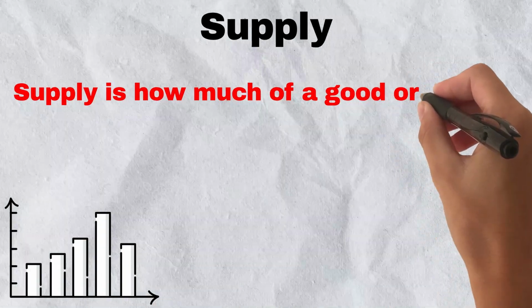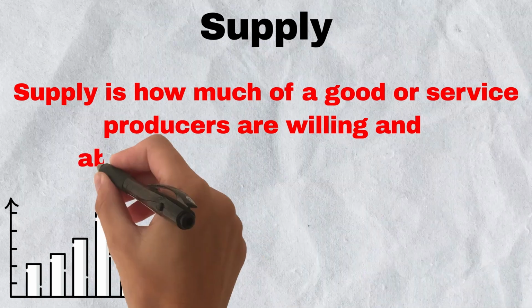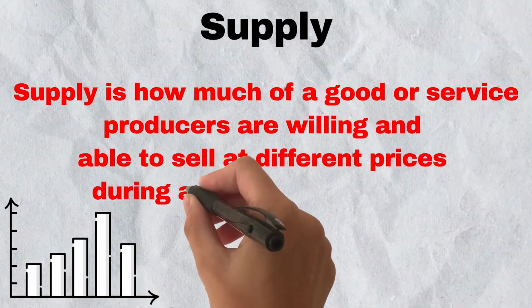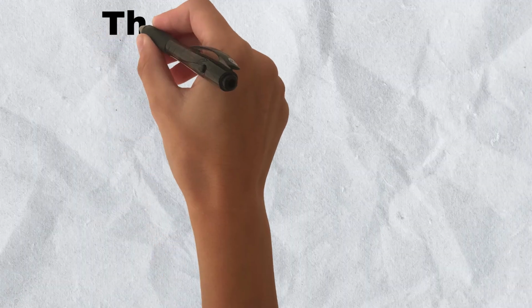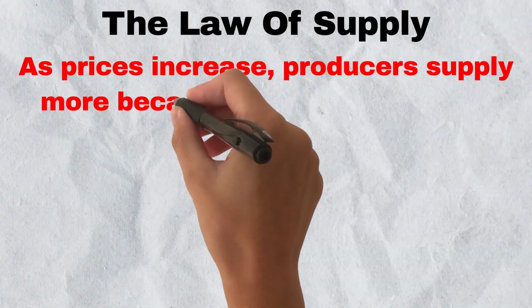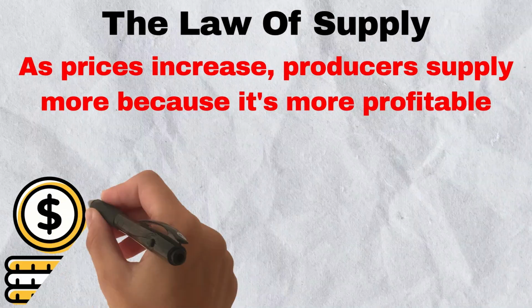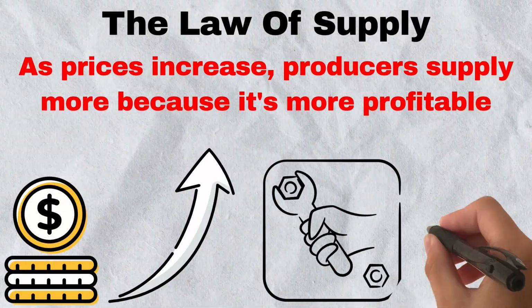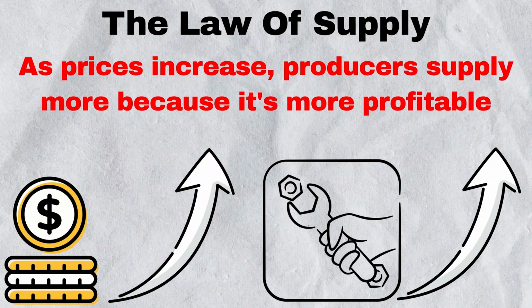Supply is how much of a good or service producers are willing and able to sell at different prices during a certain time period. The law of supply: as prices increase, producers supply more because it's more profitable. This is a key concept behind drawing the supply curve, which we will introduce next.